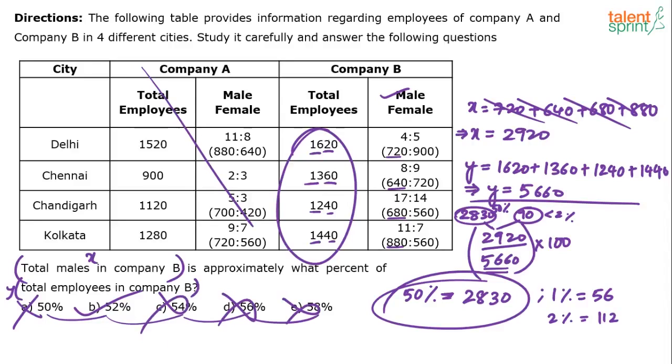So what have we done again? Split and merge. 2920 is not 2920, it's 2830 plus 90. 2830 is flat 50%. 90 comes out to be roughly around 2%. It is not 4 or 6 or 8%, it's somewhere around 2%. So 50 plus 2, 52%. Option B has to be the answer to this question.